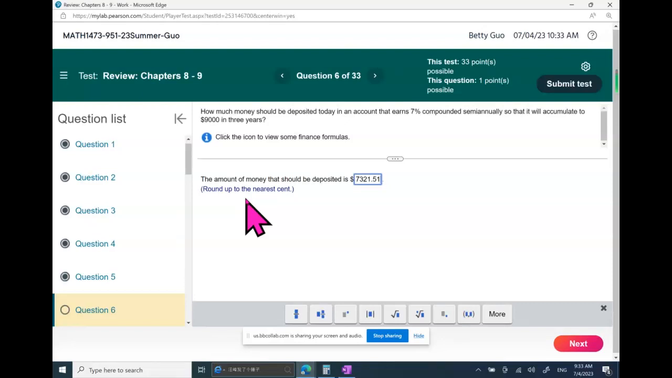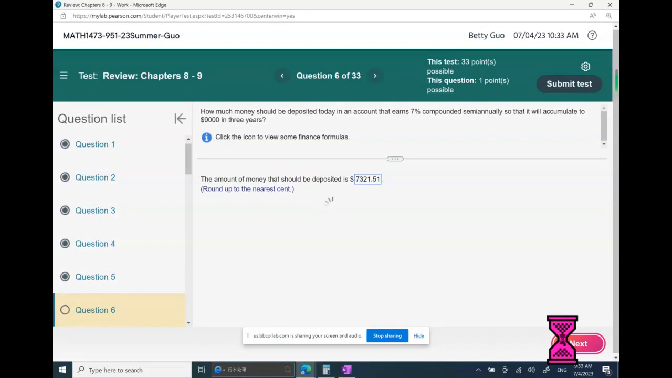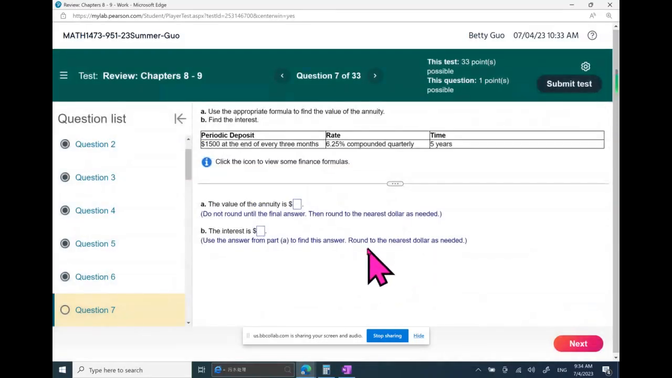7321.51. Same thing. That's correct. Number 6. How much money? Oh no, so we are looking for number 7. Number 7, 2 parts. Use the appropriate formula to find the value of the annuity.